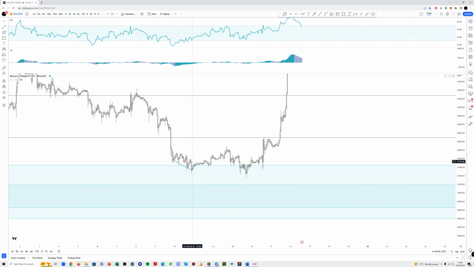The second stab, well, the missed opportunity, which I should have seen, was basically that we came down to take out these lows. We swept the low, we swept the sweep, and then we started moving away.